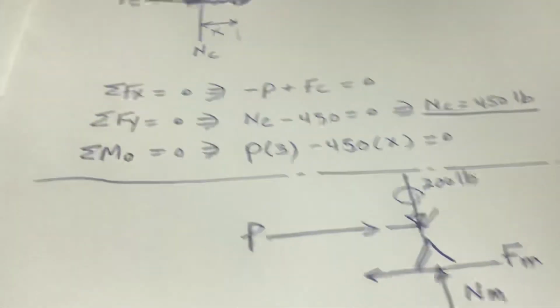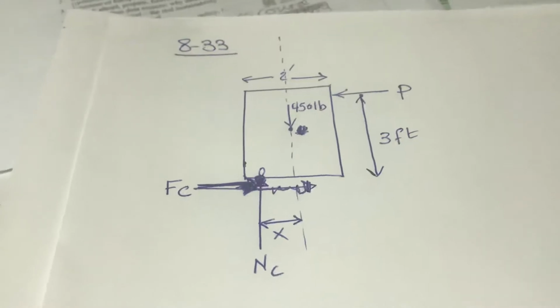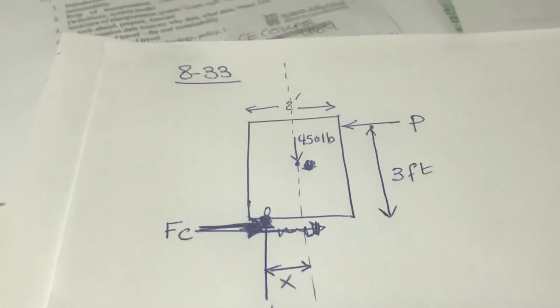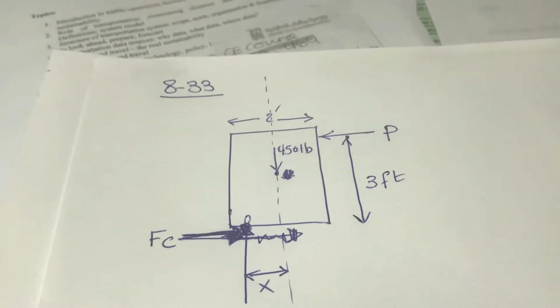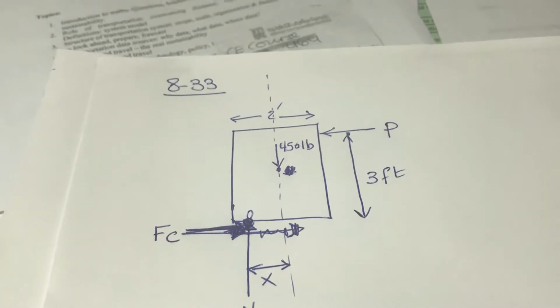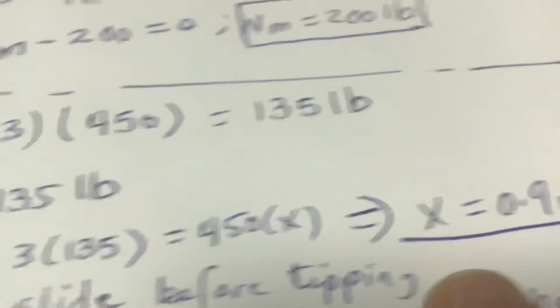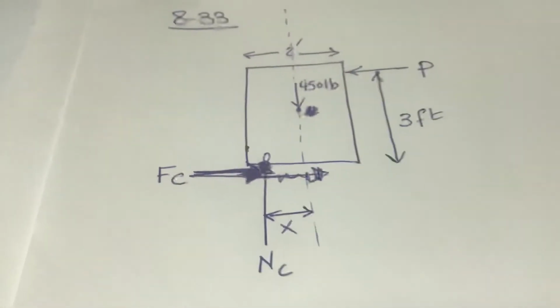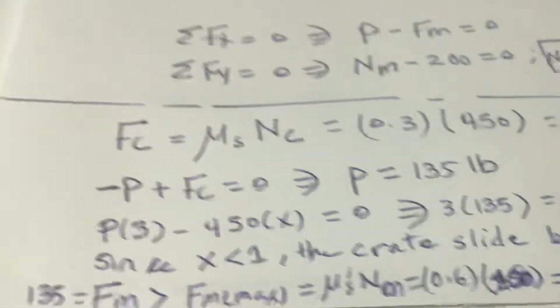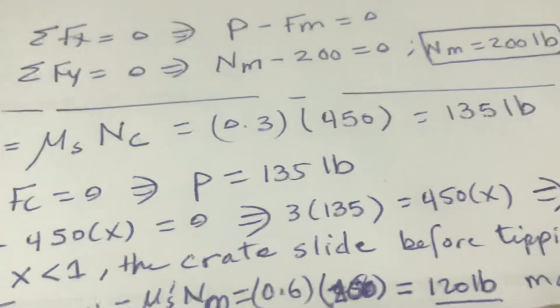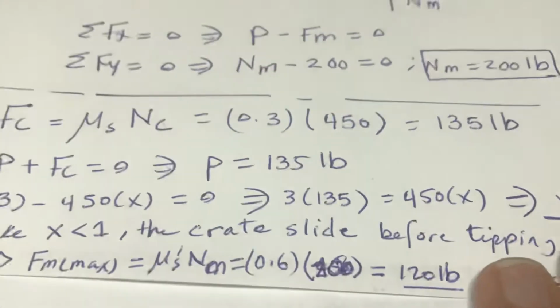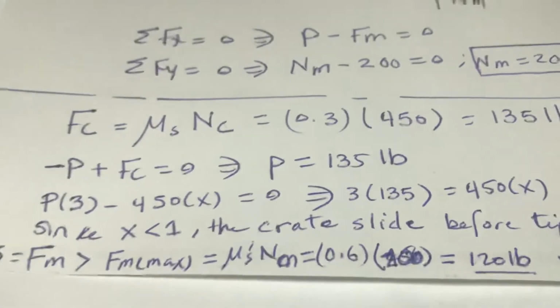What now? We should look at this. If x is less than 1, the crate slides before tipping. So x is 0.9, and of course the center of the crate is 1. So 0.9 is less than 1. So the crate will slide before tipping. And also the human. Now let's look at the human.